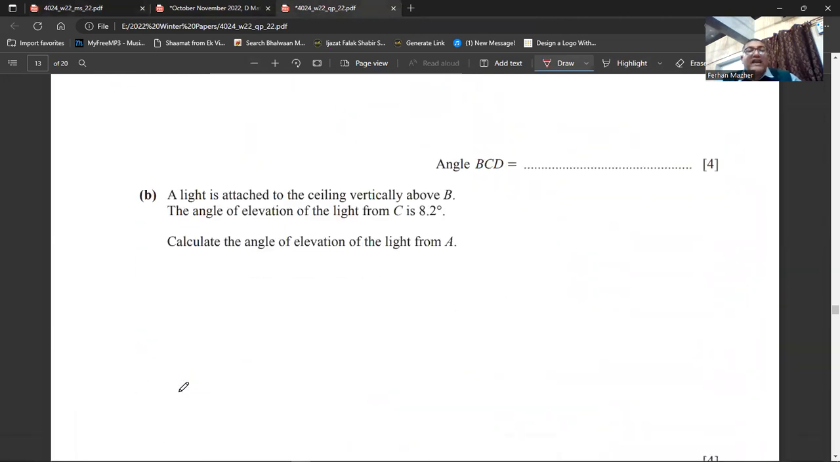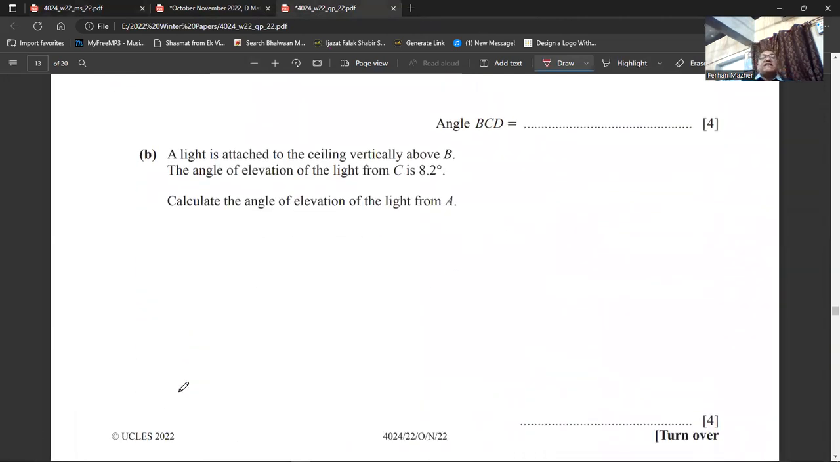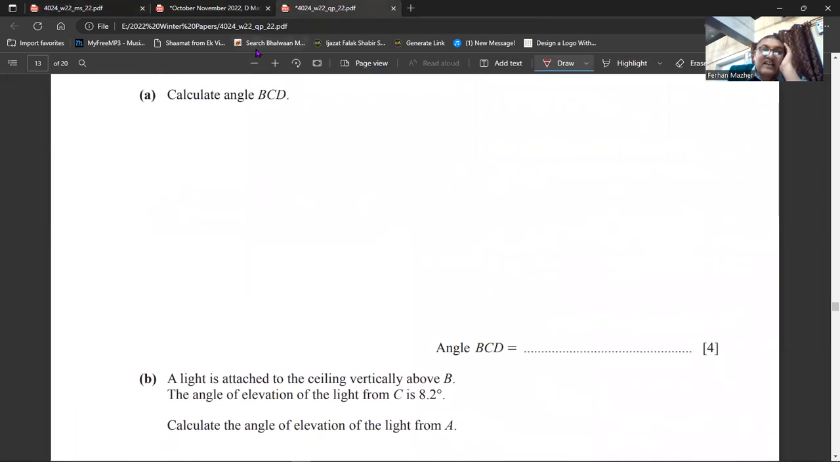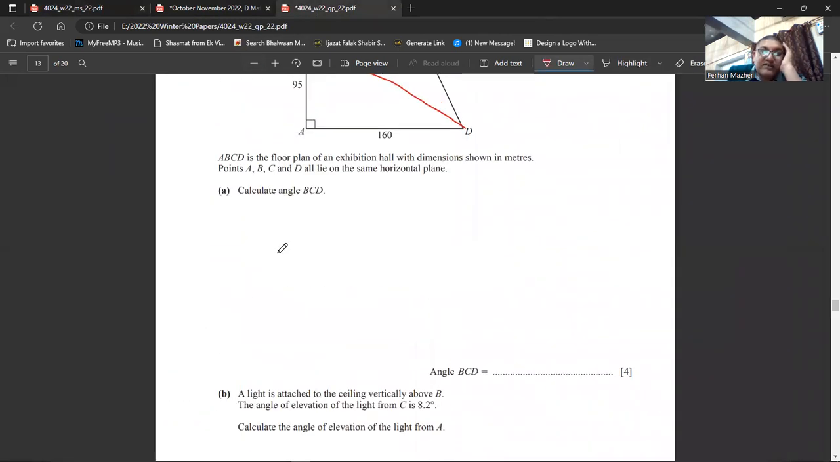Okay. Then a light is attached to the ceiling vertically above B. The angle of elevation of the light from C is 8.2 degrees. Calculate the angle of elevation of the light from A. Okay, so try to understand this. The strategy, let me show you.